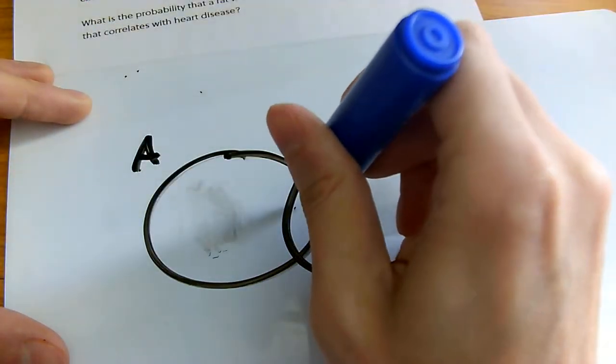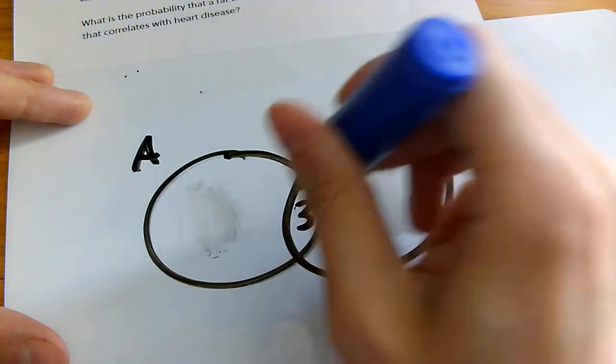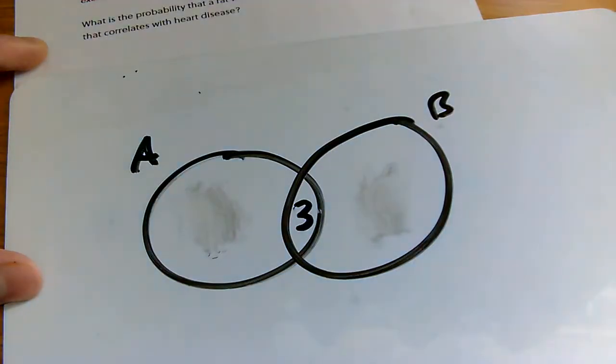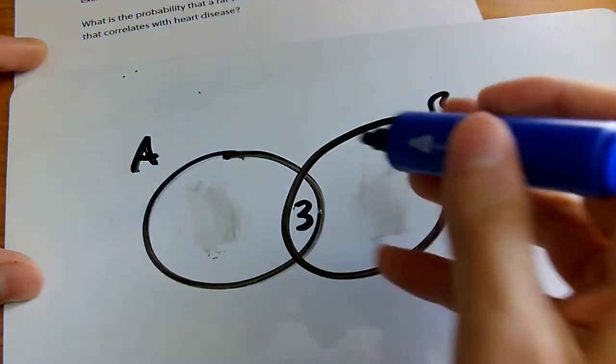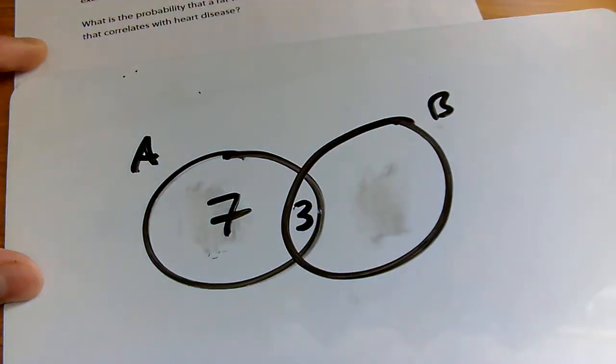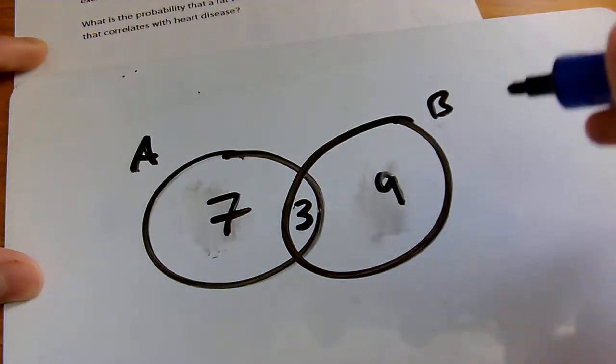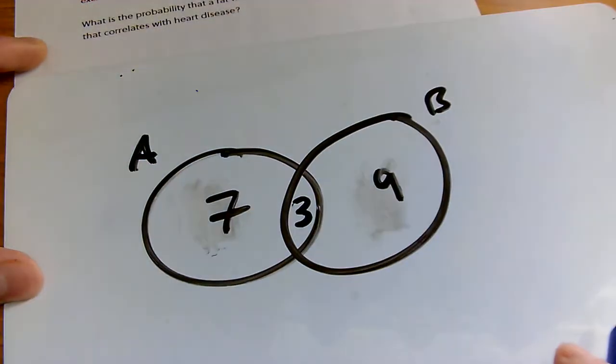3% have both genes. Well, there's nothing that's going to change that. Nothing that's going to affect that. That 3% is definitely going to be in there. Now we say 10% have gene A. Well, in total 10 do. That means we need another 7 to go there. And in the case of B, another 9 go there. And you could work out what's on the outside as well from here, because it adds up to 100.